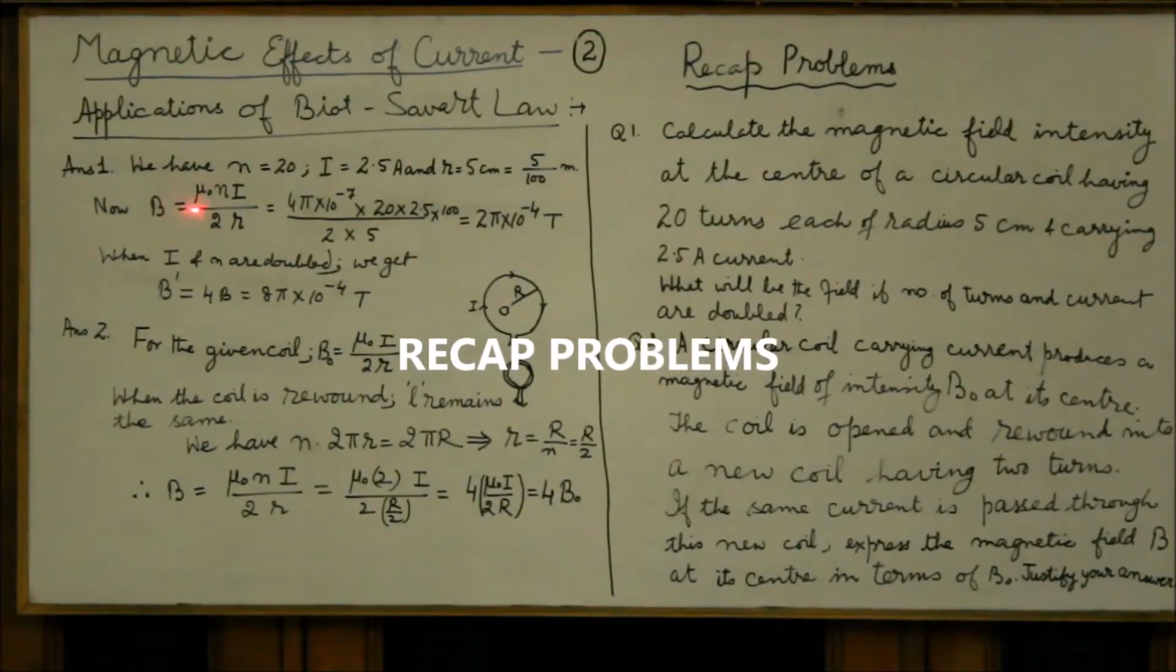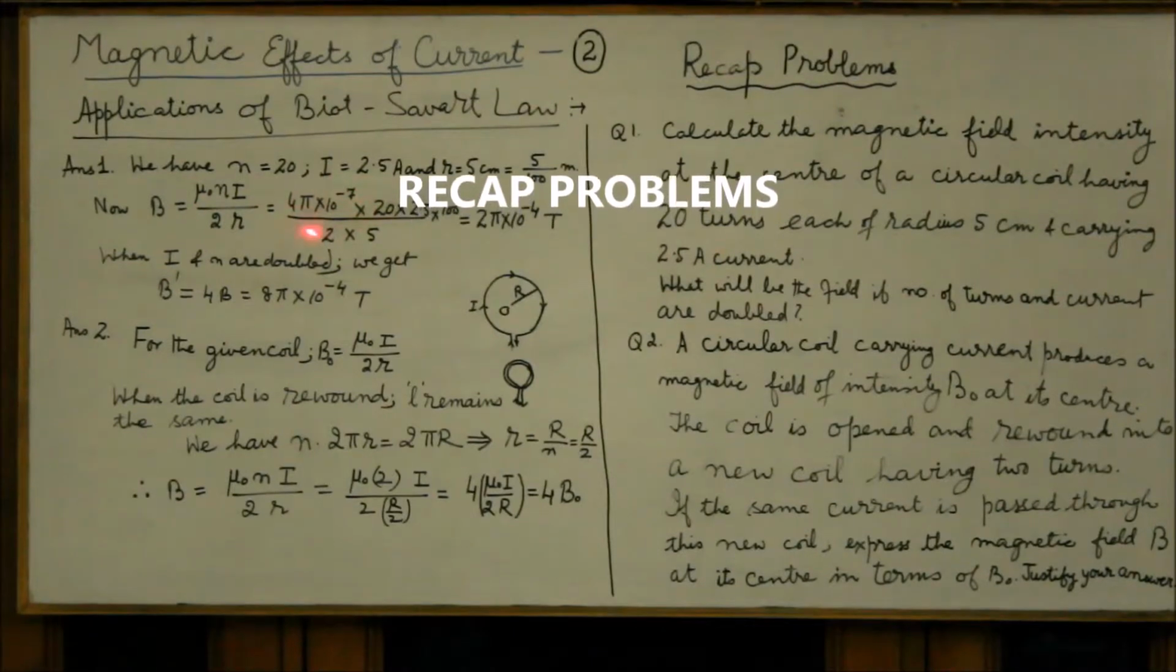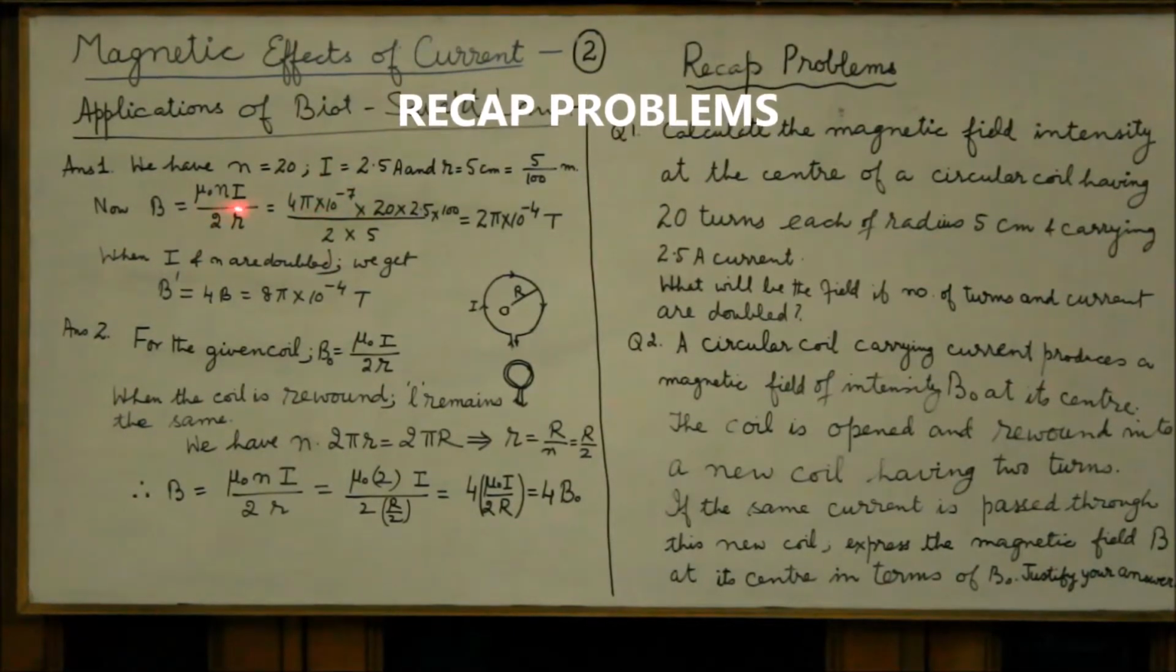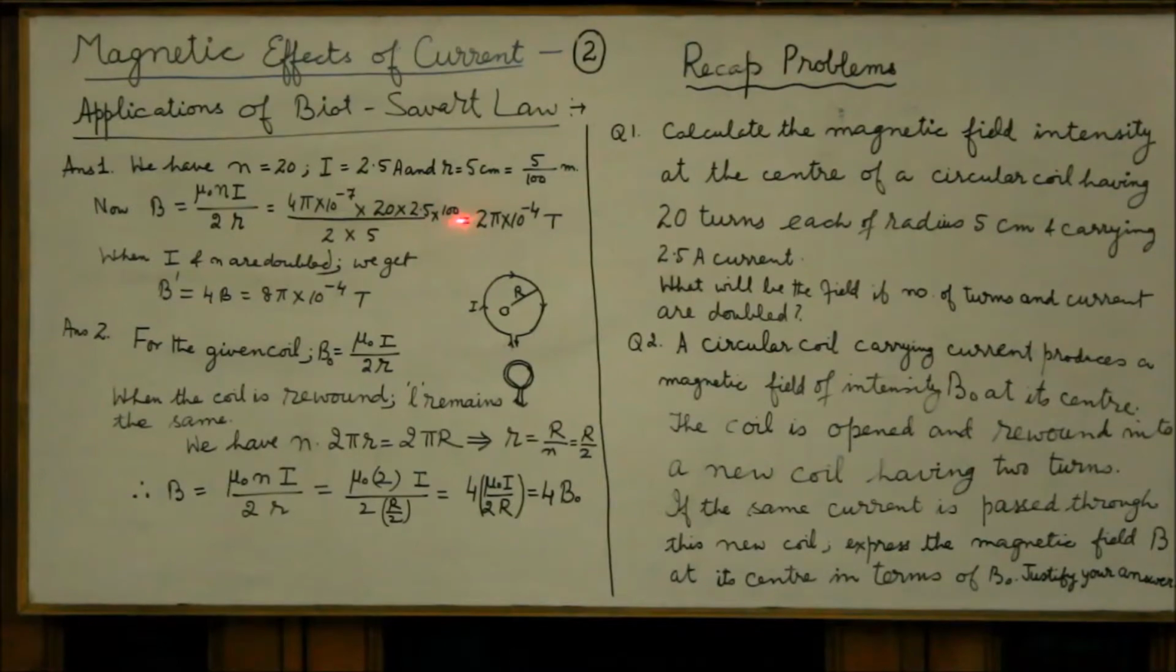Using the relation B equal to mu naught N I by 2R, you can substitute the values. Mu naught is 4 pi into 10 to the power minus 7, N is 20, I is 2.5, and 2R is 2 into 5 over 100. On simplifying, you get 2 pi into 10 to the power minus 4 Tesla. Don't forget to write the unit.